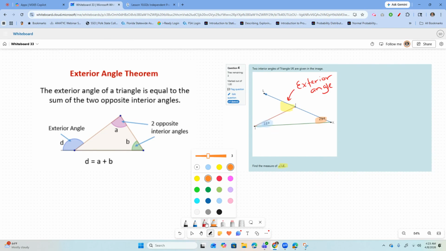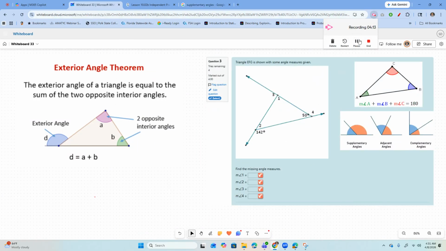And what I'm going to do is add those two angles. So I'm going to take 18 plus 23. And when I add, I'm going to have 41 degrees. Okay. And that's how much is angle IJL. Let's do the next one.